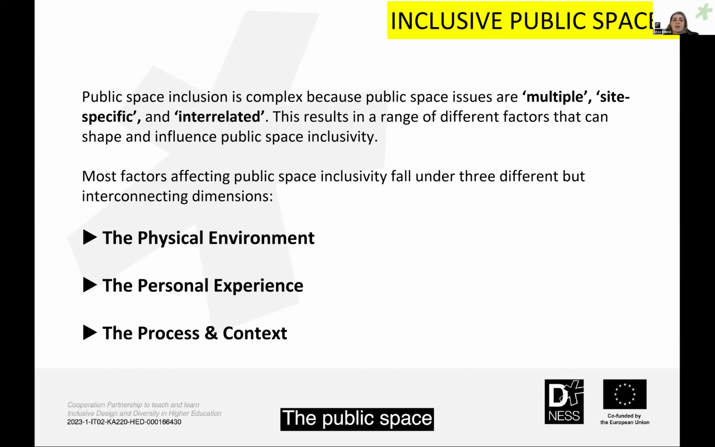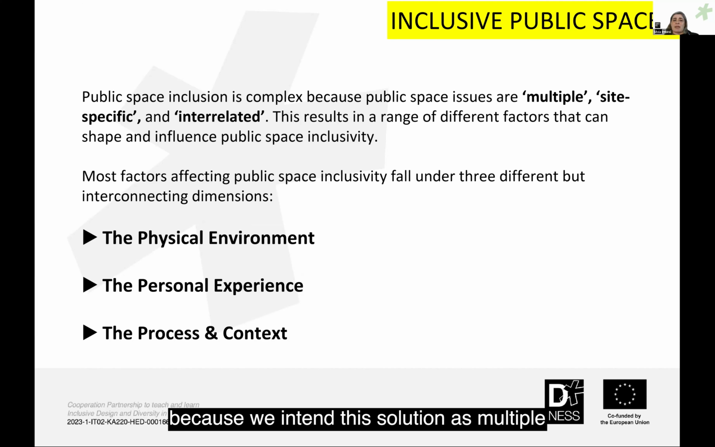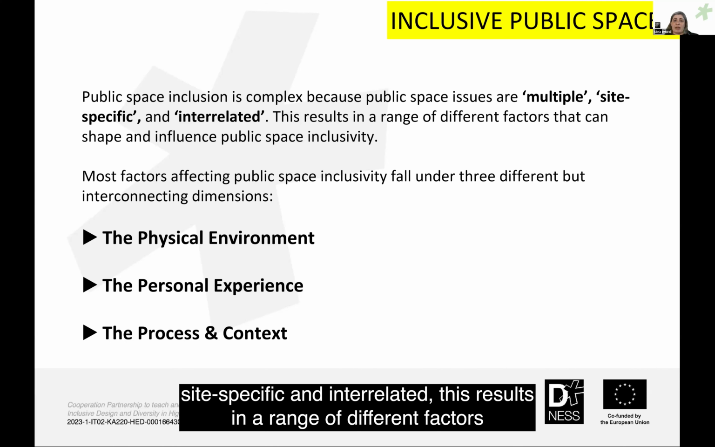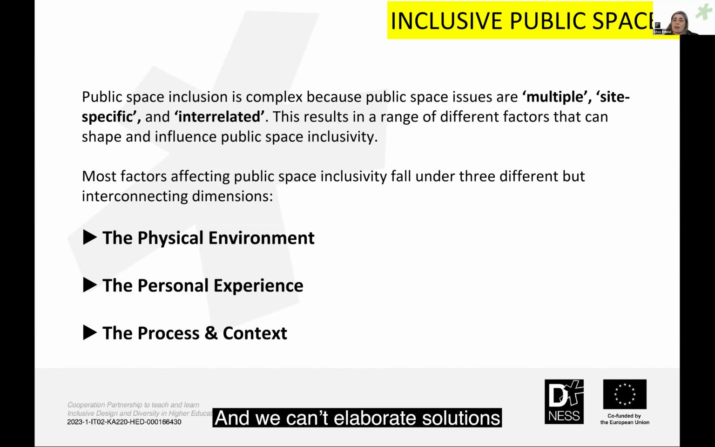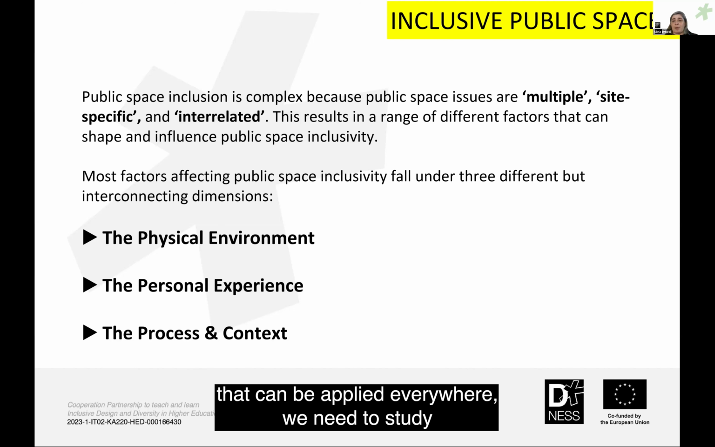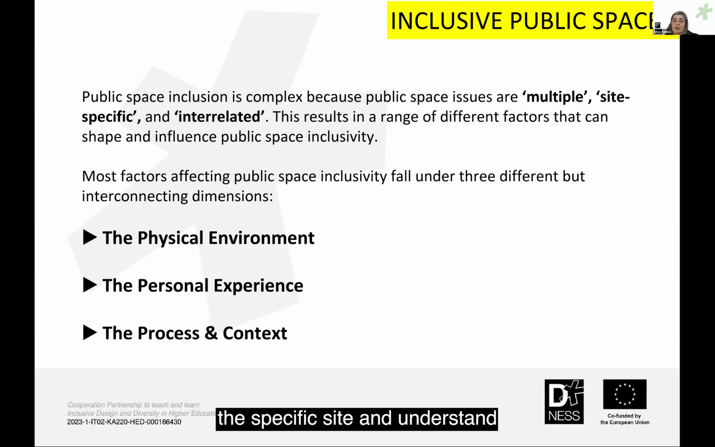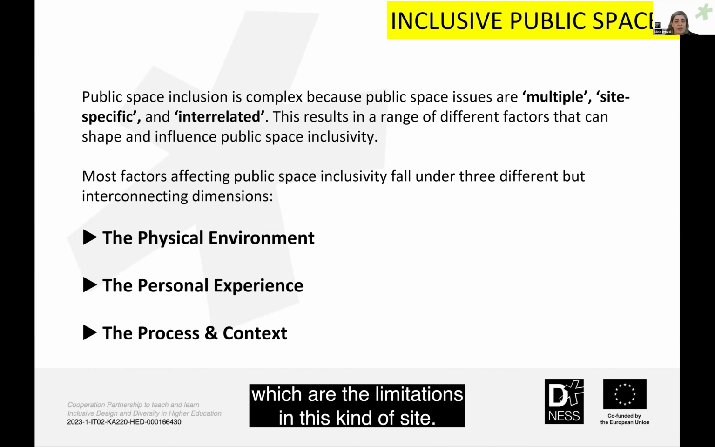Public space is very complex because we intend the solution as multiple, site-specific, and interrelated. This results in a range of different factors that can shape and influence public space inclusivity. So it's not simple, and we can't elaborate solutions that can be applied everywhere. We need to study the specific site and understand what the limitations are in this kind of site.